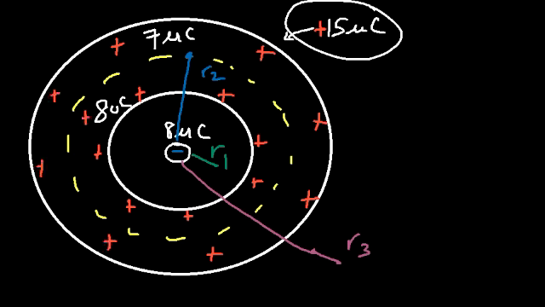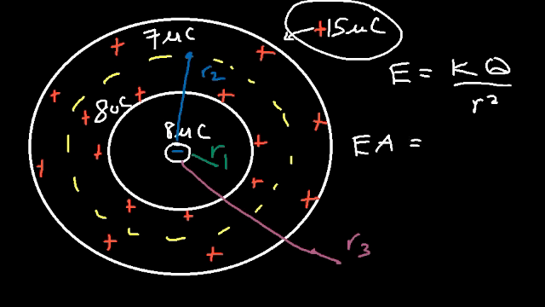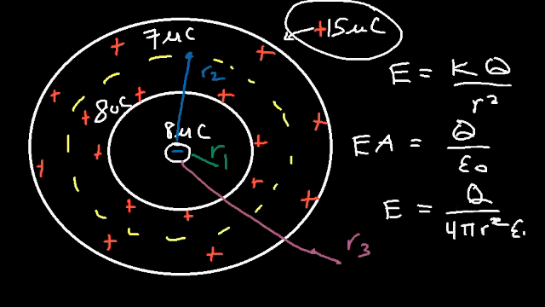So now let's talk about how to calculate the electric field. The setup is the same as the last example. If you follow the same process, you'll come up with this equation, KQ over R squared. But if you want to go through the process, it's EA is equal to Q enclosed divided by epsilon sub naught. So that's going to be Q divided by 4 pi R squared epsilon sub naught, if you want to use that process, but it's the same as using this equation.